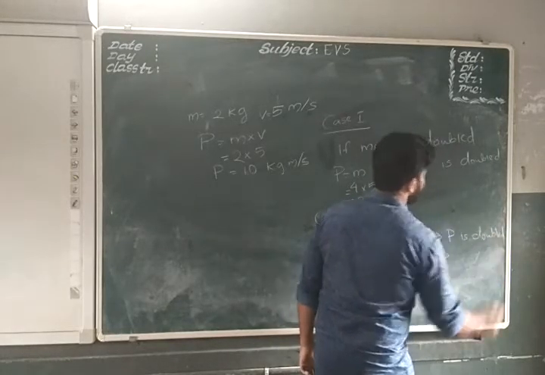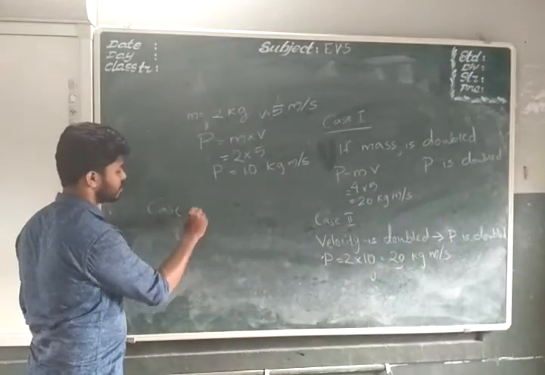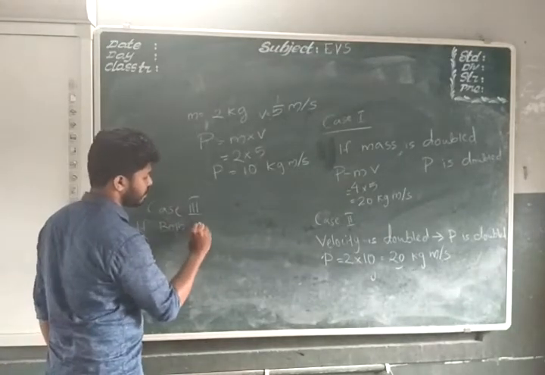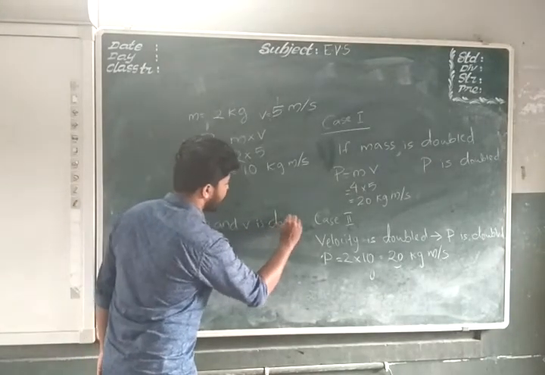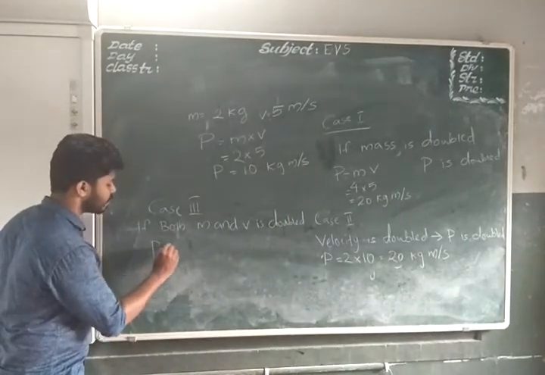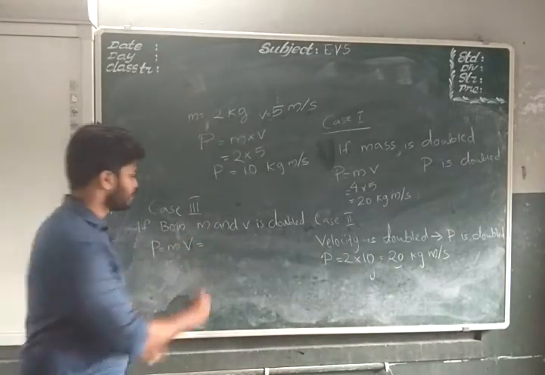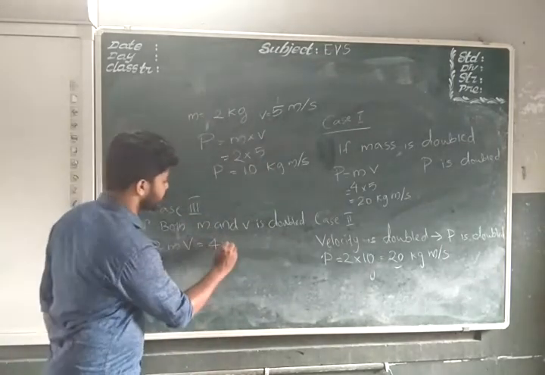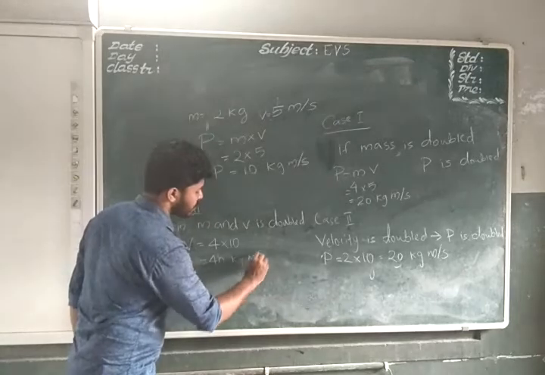doubled. Now the last case, that is case 3, if both mass and velocity are doubled. What happens if both mass and velocity are doubled? Equation is P equal to m into V, which is equal to m becomes 2 into 2, that is 4, and V becomes the double of 5, that is 10. 4 into 10, which is equal to 40 kilogram meter per second.